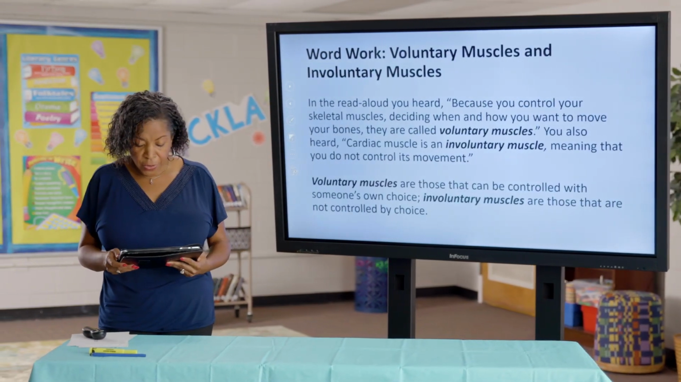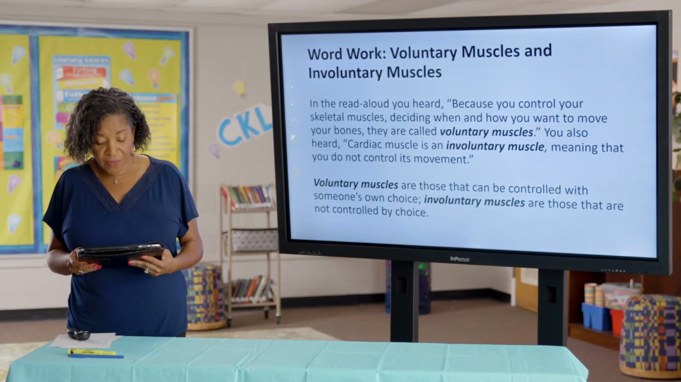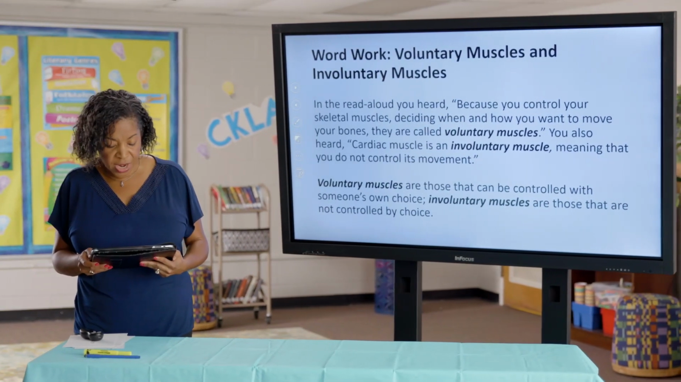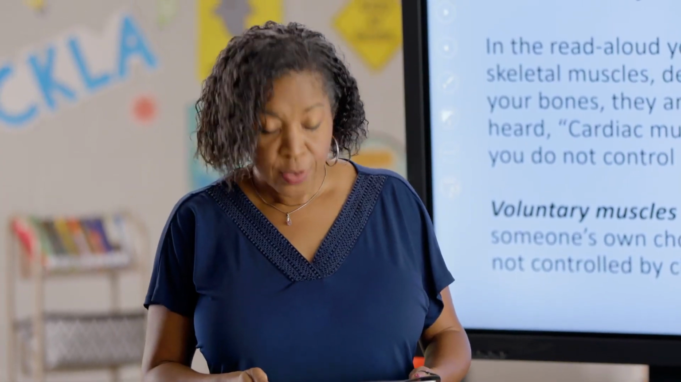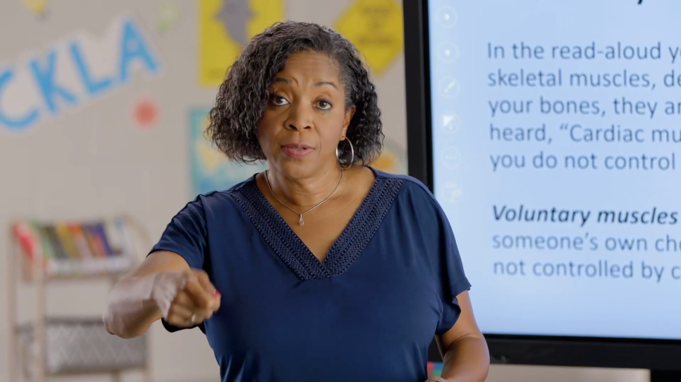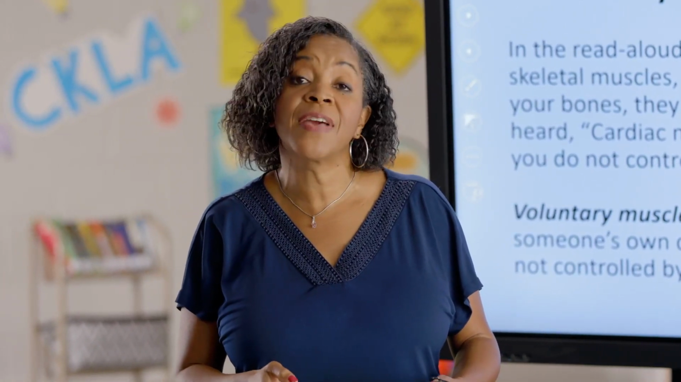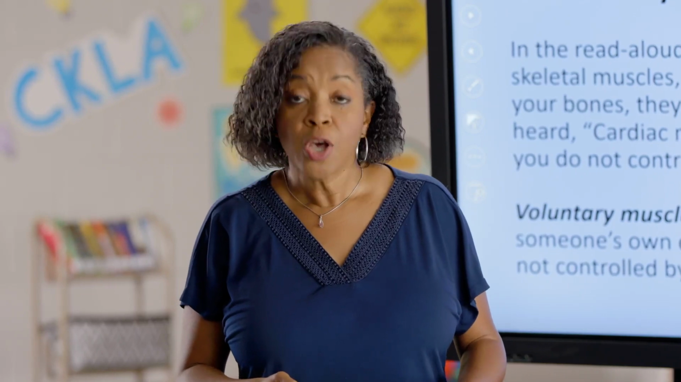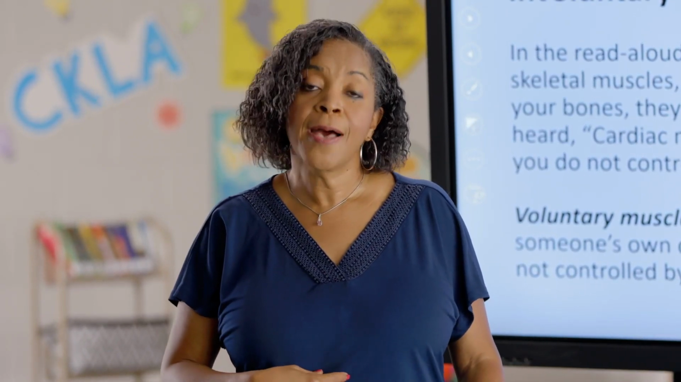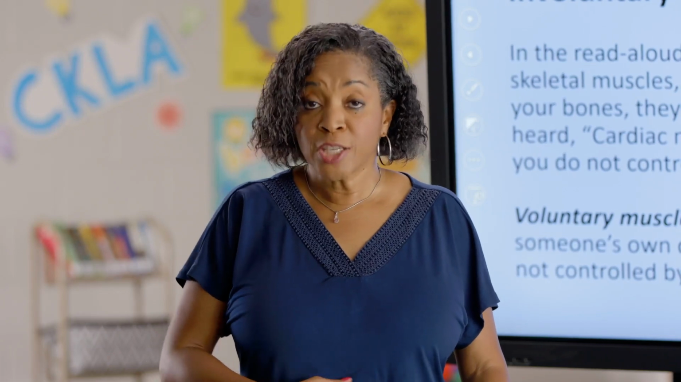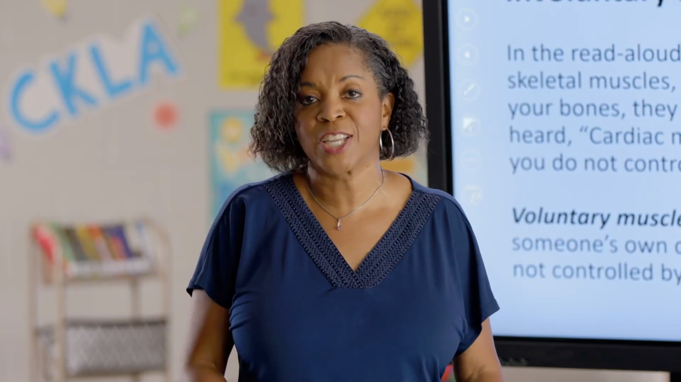Voluntary muscles are those that can be controlled with someone's own choice. Involuntary muscles are those that are not controlled by someone's choice. For example, when I eat food and I use my hand to feed myself, that is an example of a voluntary muscle. When my food goes into my stomach to digest, my stomach is churning and contracting. That's an example of involuntary muscle.